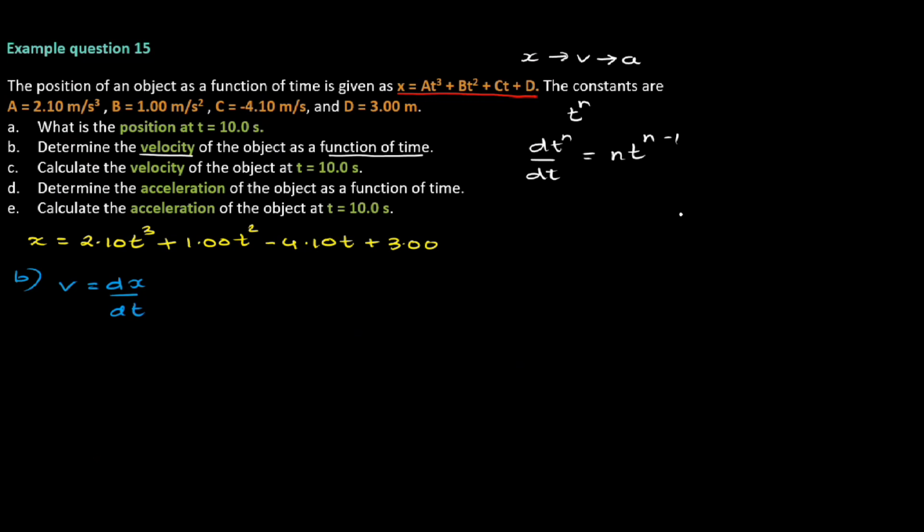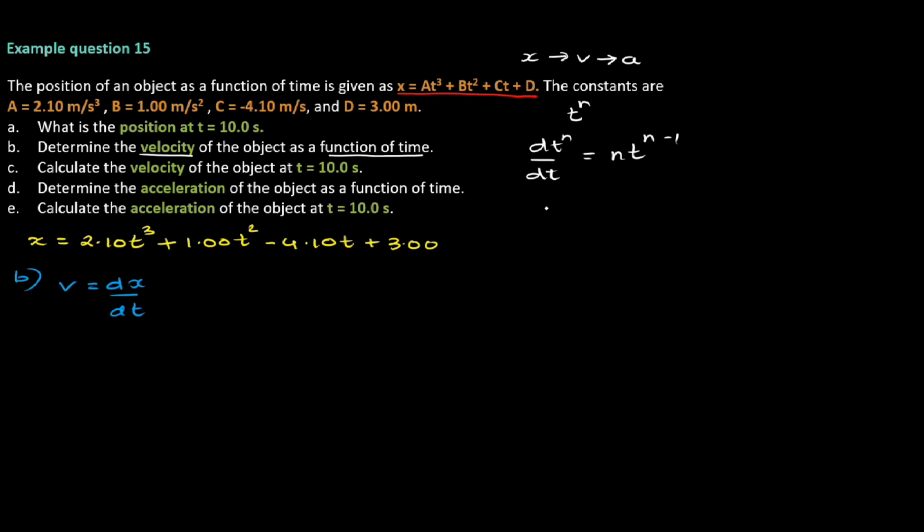So you follow 3 steps to calculate this derivative. First, identify the power of t, which is n. Then multiply the term with the power of t. So I multiply with n here. And the third step is to reduce the power of t by 1.